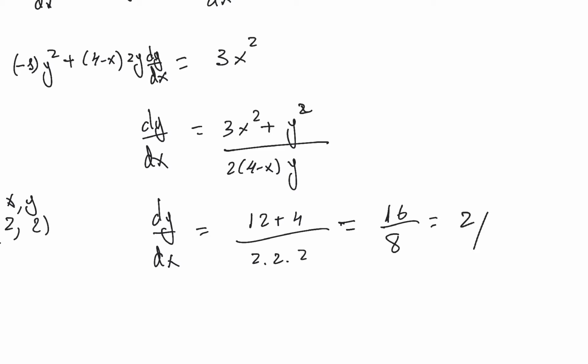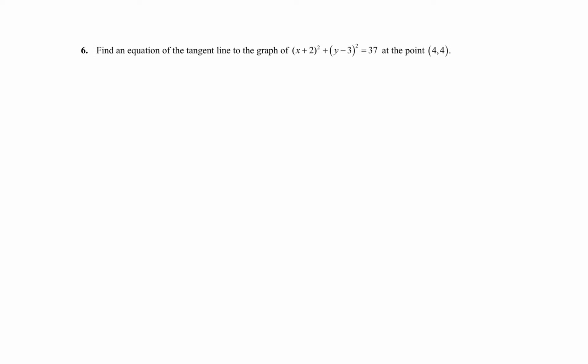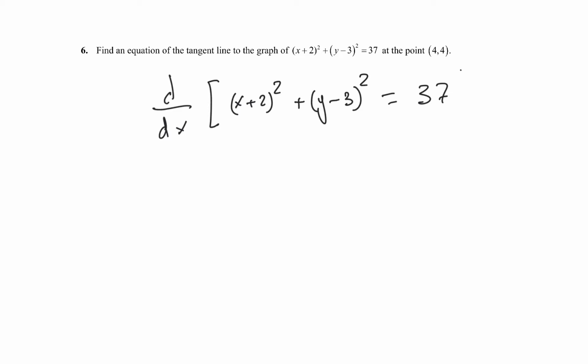Let's go to the next problem. The next problem says find the equation of the tangent line. To do the equation of the tangent line, I need the slope at the point 4, 4. So let's go to do it. So we do implicit differentiation. The derivative with respect to x of x plus 2 squared plus y minus 3 squared equals 37.